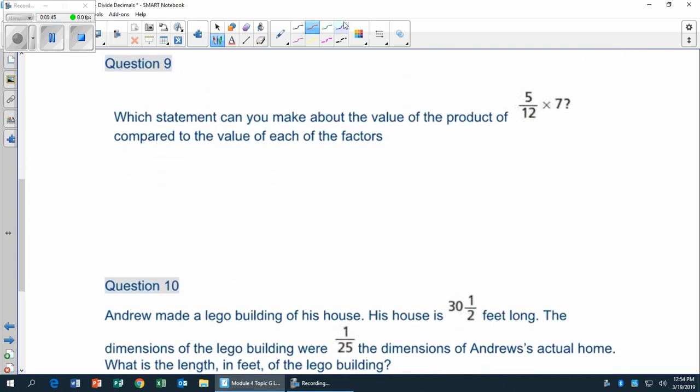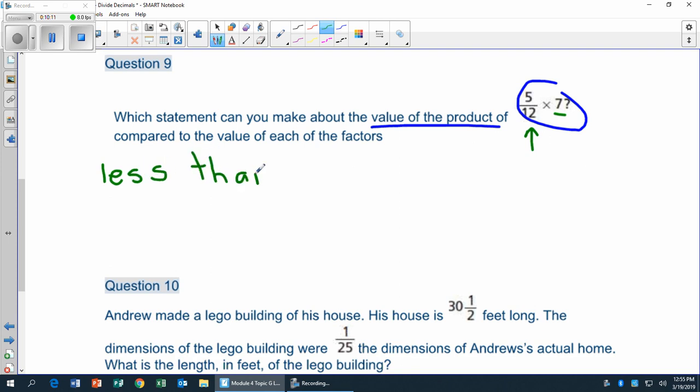Next question. Which statement can you make about the value of the product of these two numbers? Well, when we look at this and we see that we're multiplying, this number is less than 1. And we're multiplying it times 7. So the answer is going to be less than 7. That's for the first start of it. And if I wanted to look at it the other way, I can also say to myself, okay, let's look at the number 7. That's greater than 1. So my answer is going to be greater than this other factor. So it's going to be less than 7, but it's going to be greater than 5/12.